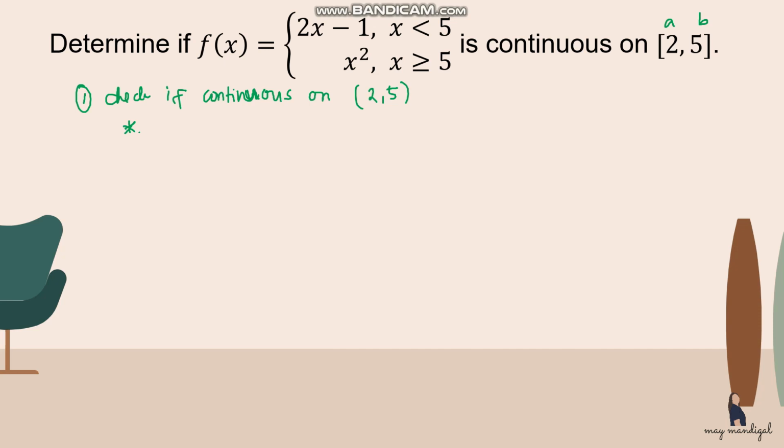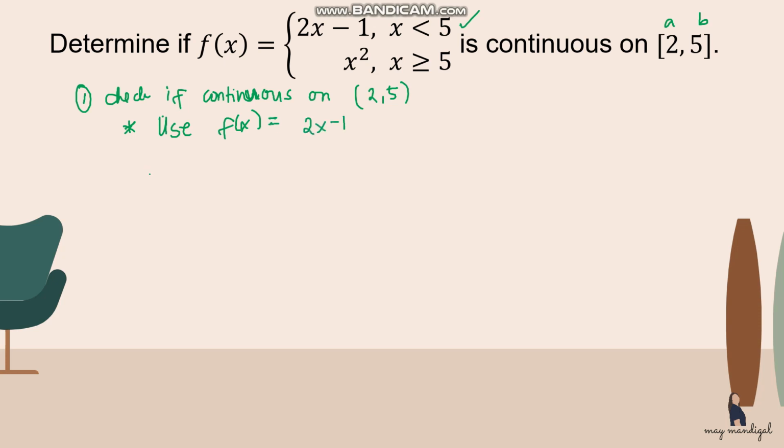If we look at our subfunctions, we have here x is less than 5. So we will use 2x minus 1 if the values of x that we're considering are less than 5. We'll use x squared if the values of x are greater than or equal to 5. But since what we want are just the values from 2 to 5, and they are still not included, that means it will fall under the subfunction 2x minus 1, because those values from 2 to 5 not included are considered less than 5. So we'll be using f of x equals 2x minus 1.